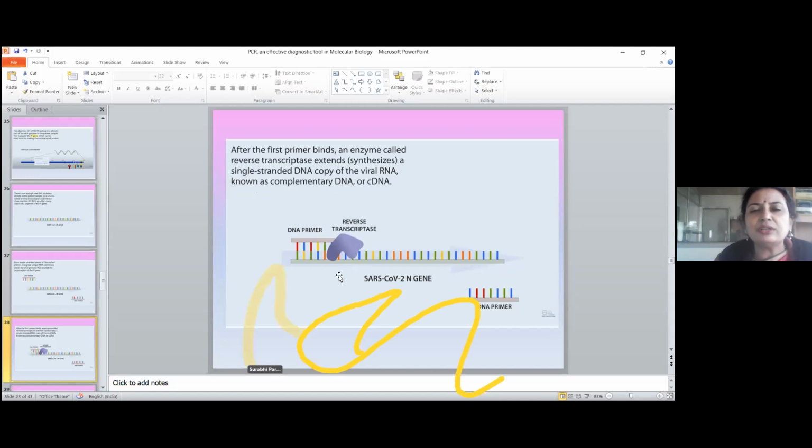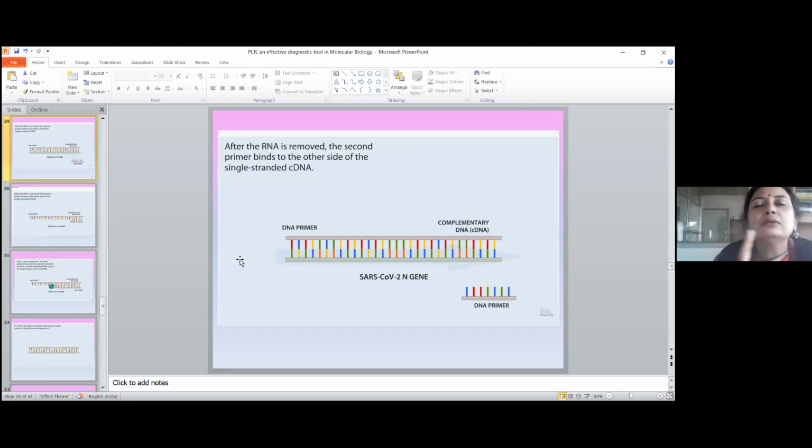Then comes into action the reverse transcriptase enzyme. The reverse transcriptase synthesizes a single-stranded DNA copy of the viral RNA. That means a complementary DNA is synthesized on the viral RNA by the enzyme reverse transcriptase. After that, the RNA is removed. Now we don't need the RNA, we have synthesized a complementary DNA on it.